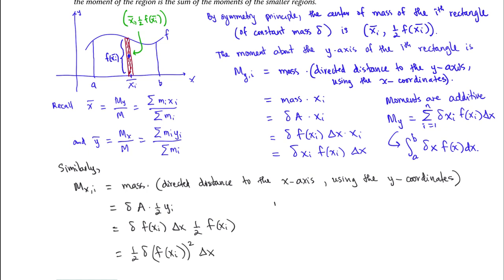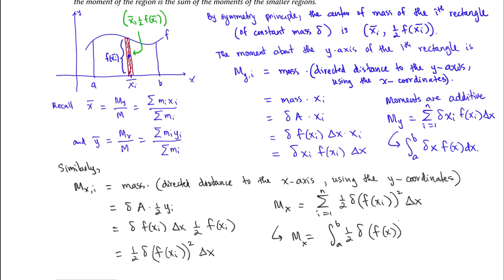The moments are additive, so the moment about the x-axis is the sum as i goes from 1 to n of 1/2 delta times f of x_i squared times delta x. And as n goes to infinity, we obtain the definite integral from a to b of 1/2 density delta times f of x squared dx. This is the moment about the x-axis. We have the moments about the x and y axes.